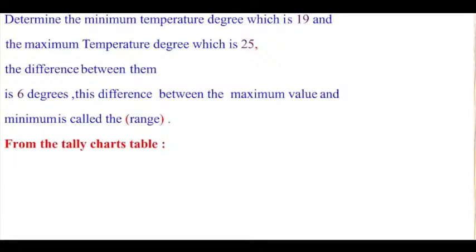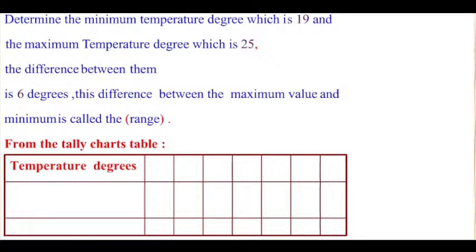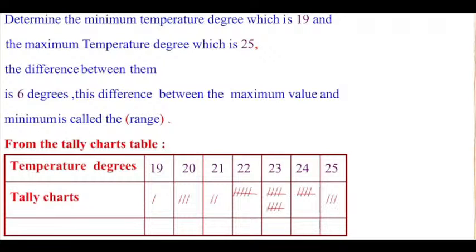From the tally charts table, temperature degrees: 19, 20, 21, 22, 23, 24, 25. Tally charts: 1, 3, 2, 6, 10, 5, and 3. Frequencies: 1, 3, 2, 6, 10, 5, 3.